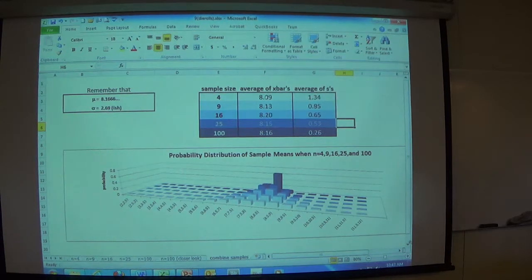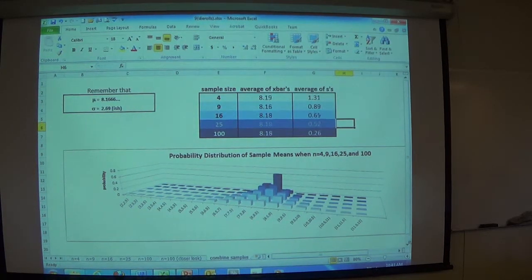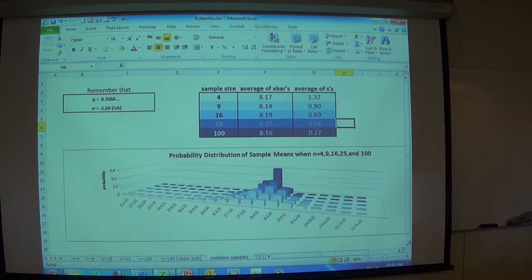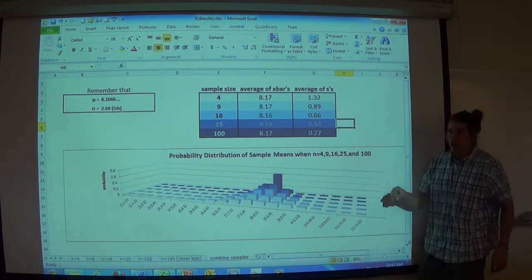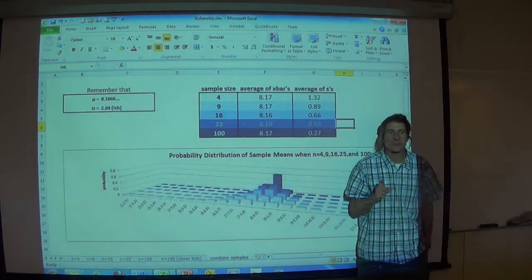Are those numbers congruent with what Renee talked about 10 minutes ago? Yeah, of course. What's happening to the standard deviations? On average, they're going down. Now here's where I want to pick your guys' brains. They're going down predictably. See if you can figure out how.